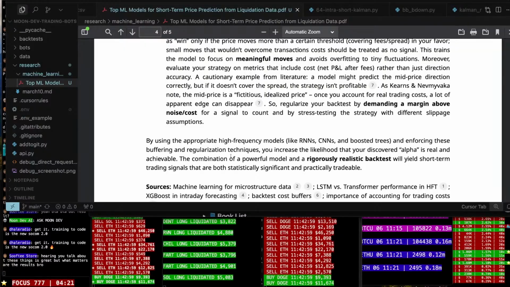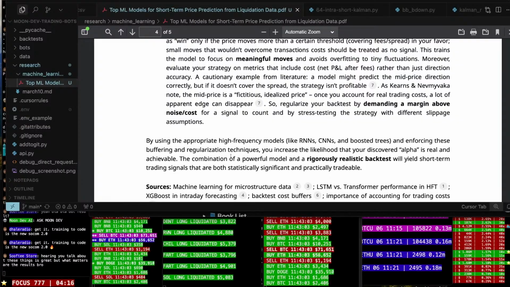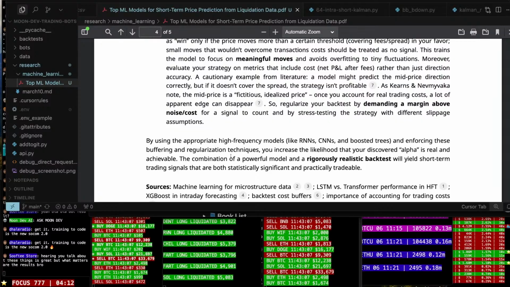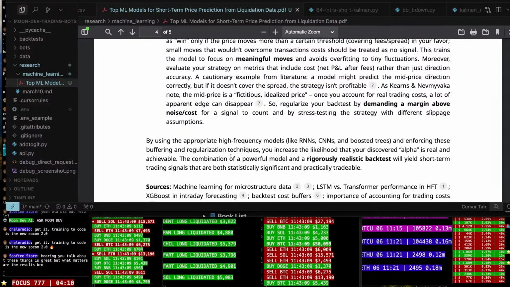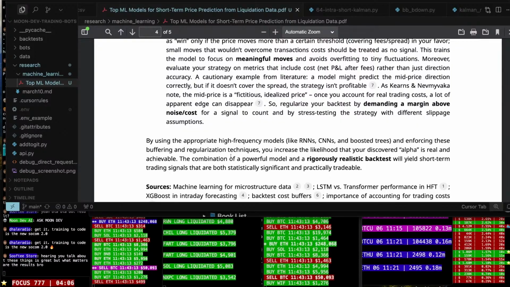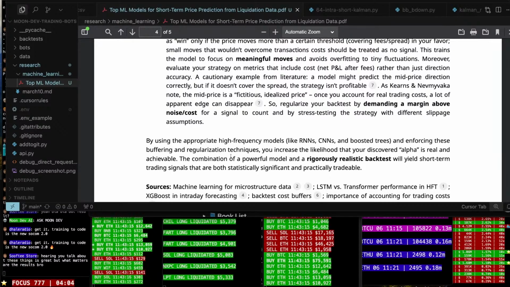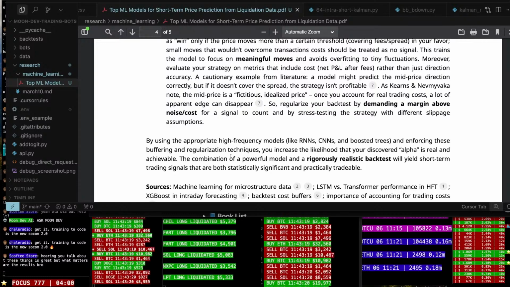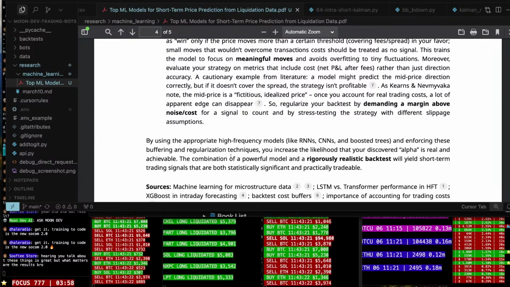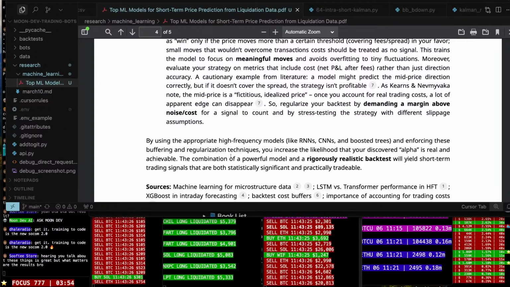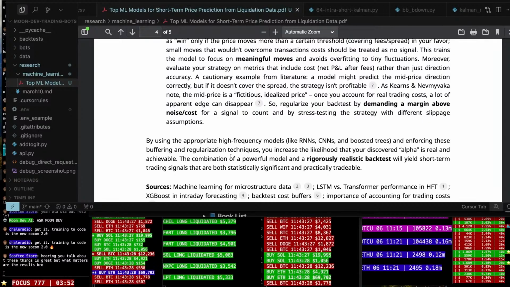By using the appropriate high-frequency models like RNNs, CNNs, and boosted trees, and enforcing these buffering and regularization techniques, you increase the likelihood that your discovered alpha is real and achievable. The combination of a powerful model and a rigorous, realistic backtest will yield short-term trading signals that are both statistically significant and practically tradable.